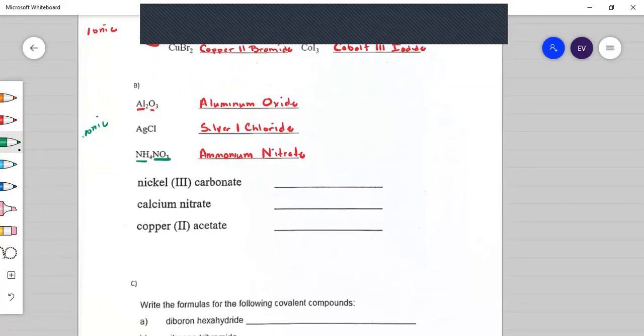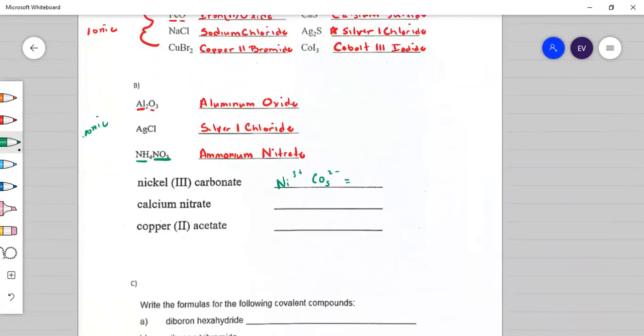Okay, here's where it gets a little bit trickier. This is nickel 3 carbonate. So nickel carries a 3 plus, carbonate is CO3, 2 minus. You swap over the charges and you end up with Ni2(CO3)3. This is the correct formula for nickel carbonate.